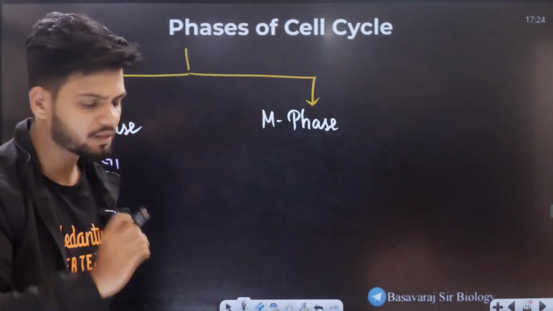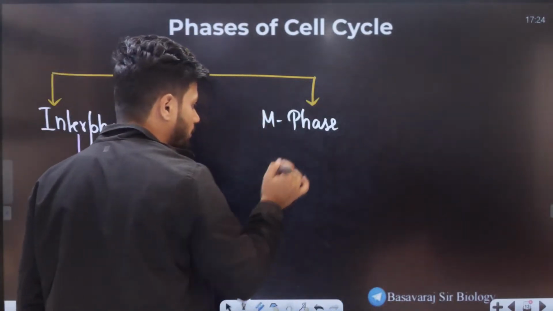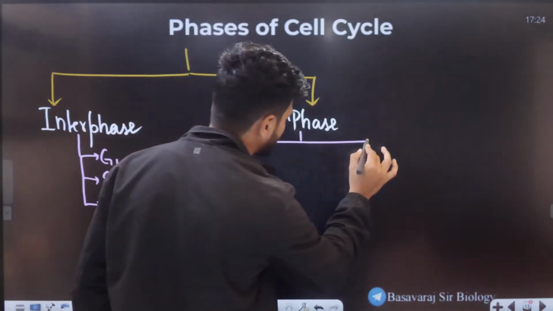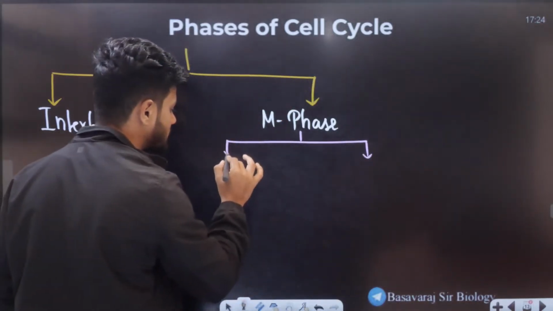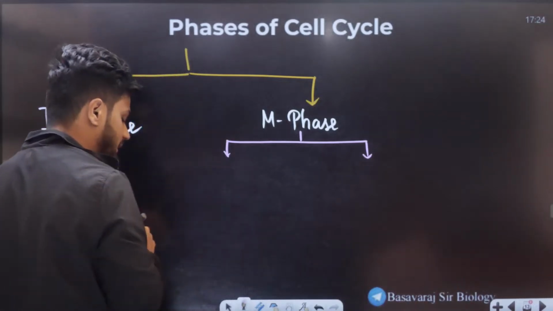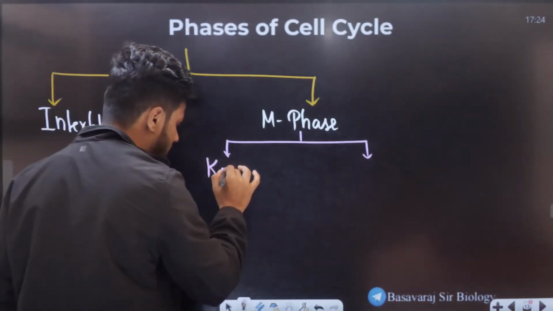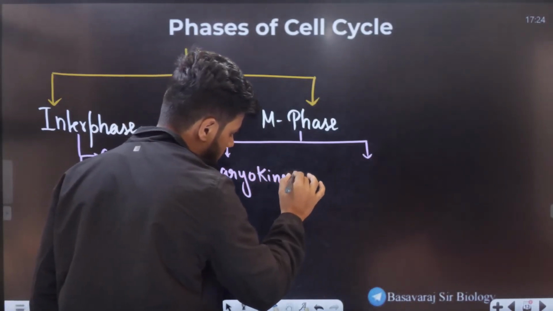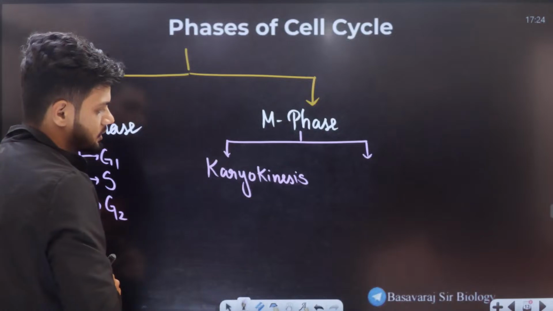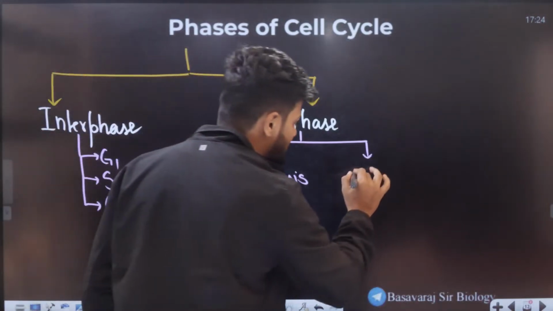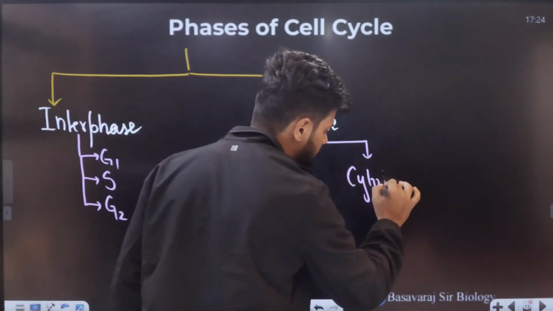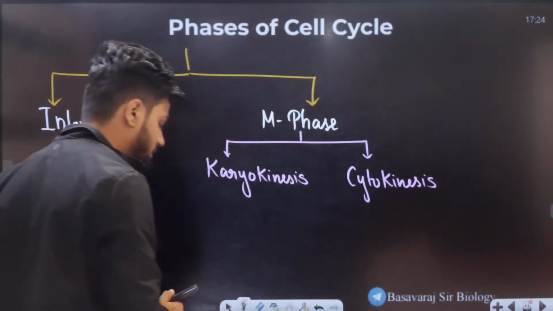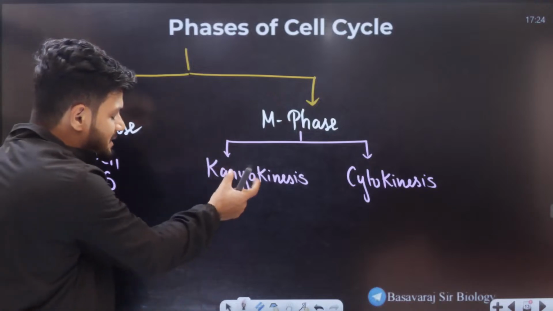Now, what is the M phase divided into? The M phase is further divided into two separate categories. The first category is called karyokinesis. The second category is called cytokinesis.